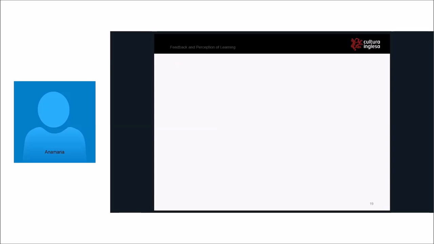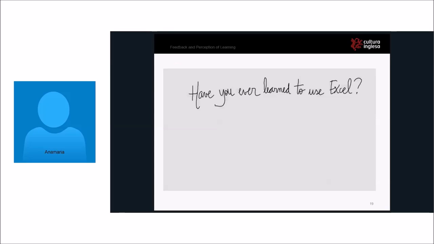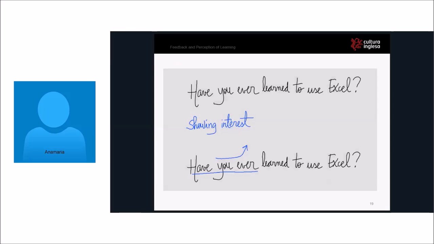So I wrote this question that one of the students had asked, and I asked them to read this out, but showing interest. And then I helped them visually with an arrow. I focused only on the beginning of the question because less is more here. Let's focus on a couple of things. Remember, feedback should not be overwhelming.